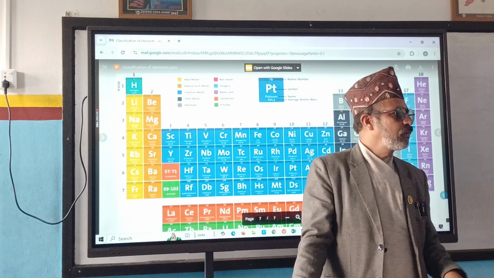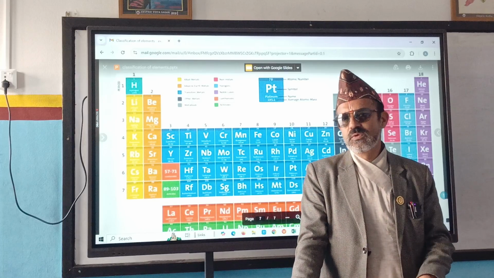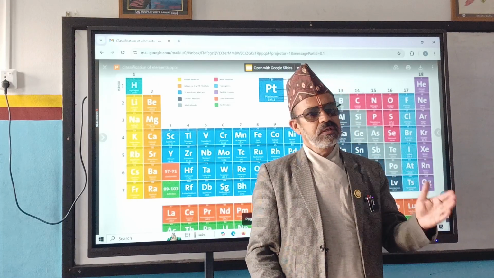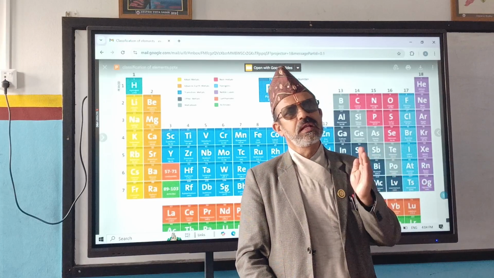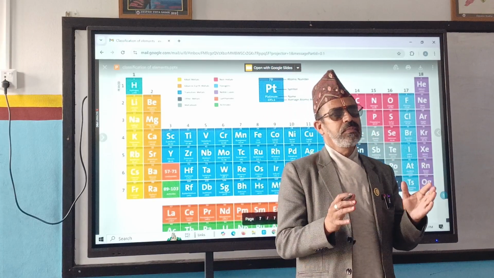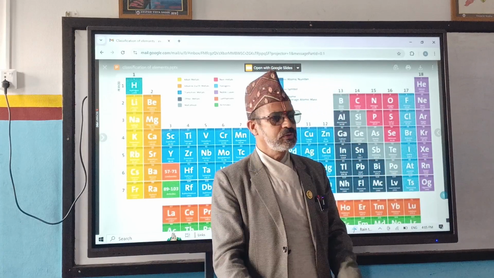So, which chart is more complicated? Mendeleev's chart is more complicated because in one group, two elements are kept, but here in one group, only one element is kept. In one box, one element. Over there, sometimes two were kept in one box. Sometimes there were vacant spaces also.